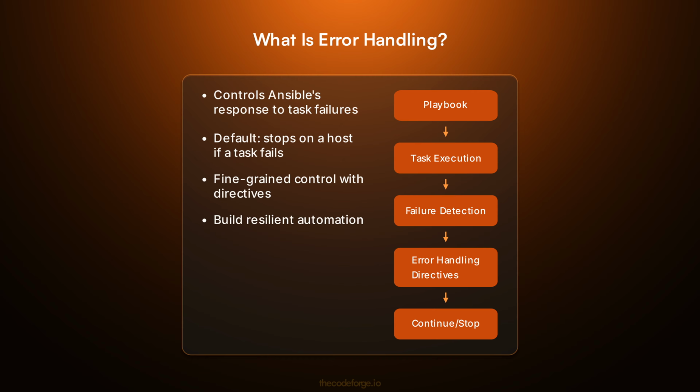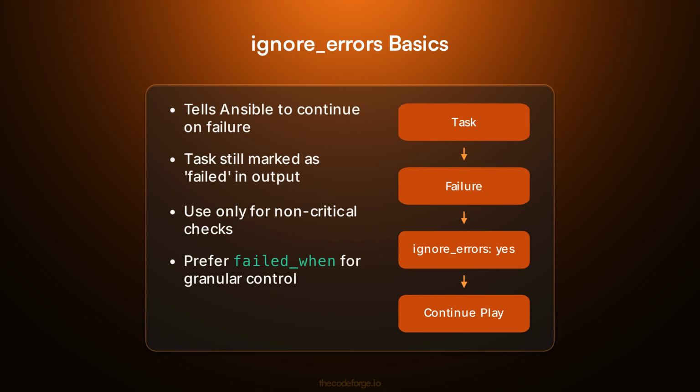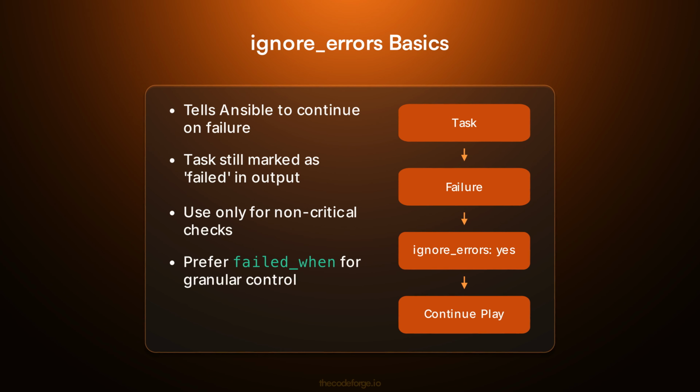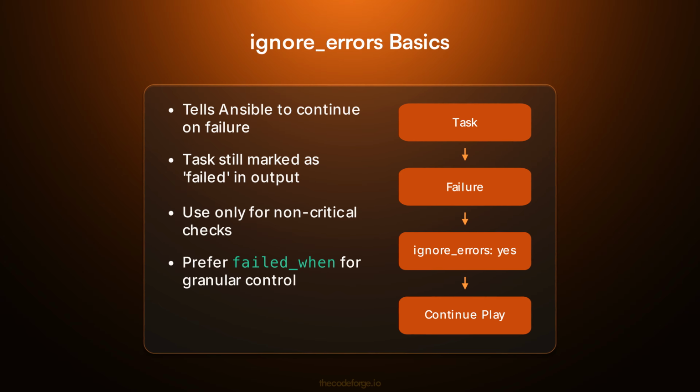The core directives are ignore_errors, failed_when, changed_when, and the block/rescue/always pattern. Additionally, any_errors_fatal and max_fail_percentage control play-level failure propagation. The ignore_errors directive tells Ansible to continue executing tasks on a host even if the current task fails. It's a blunt instrument. Use it for non-critical checks, like verifying a service is running where you have a fallback.